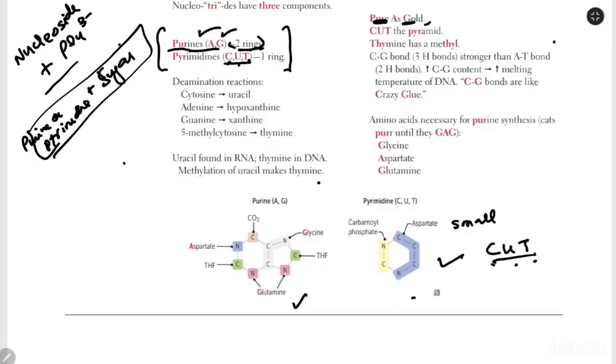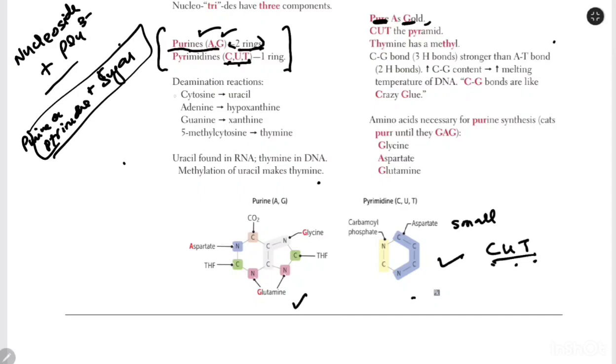I know this may sound like basic information, but sometimes you're sitting in the exam room and you might think, oh, was this a pyrimidine or a purine? Oh, I remember, pyrimidines are cute. Pyrimidines have one ring, and thus they are CUT: cytosine, uracil, and thymine. So I remember the pyrimidines.